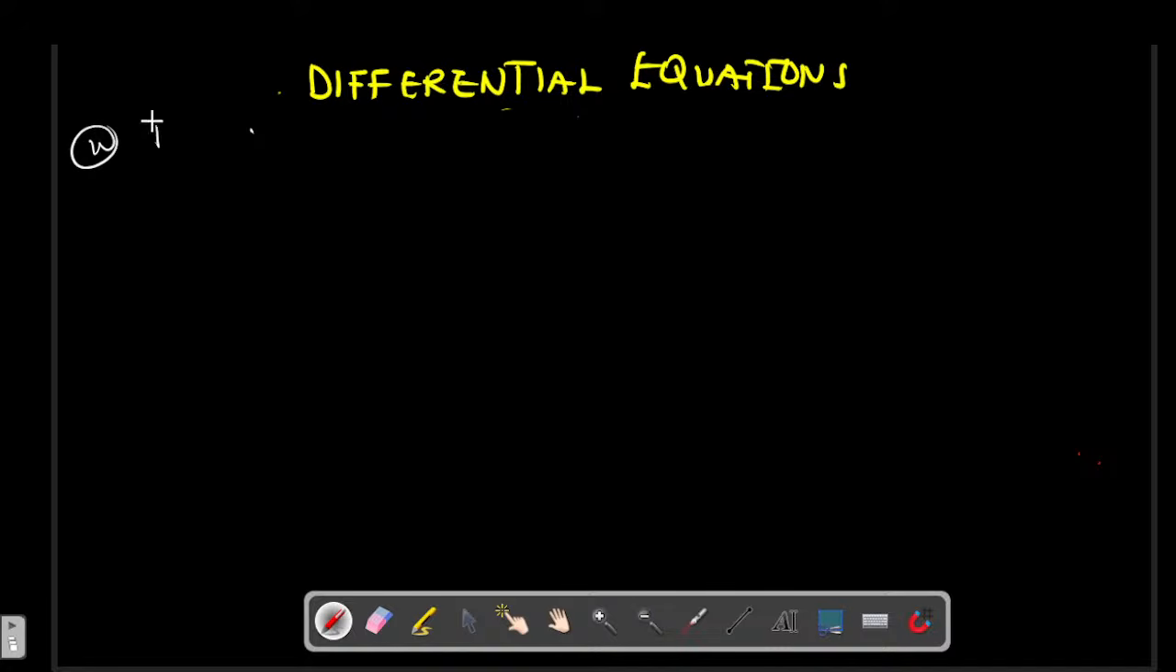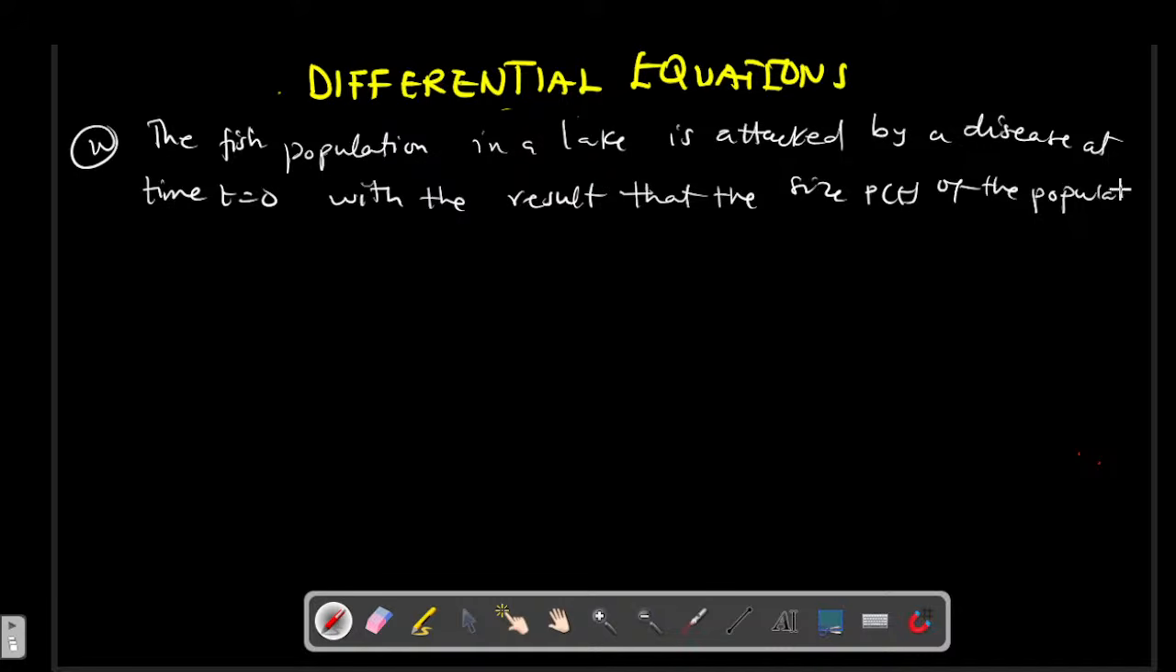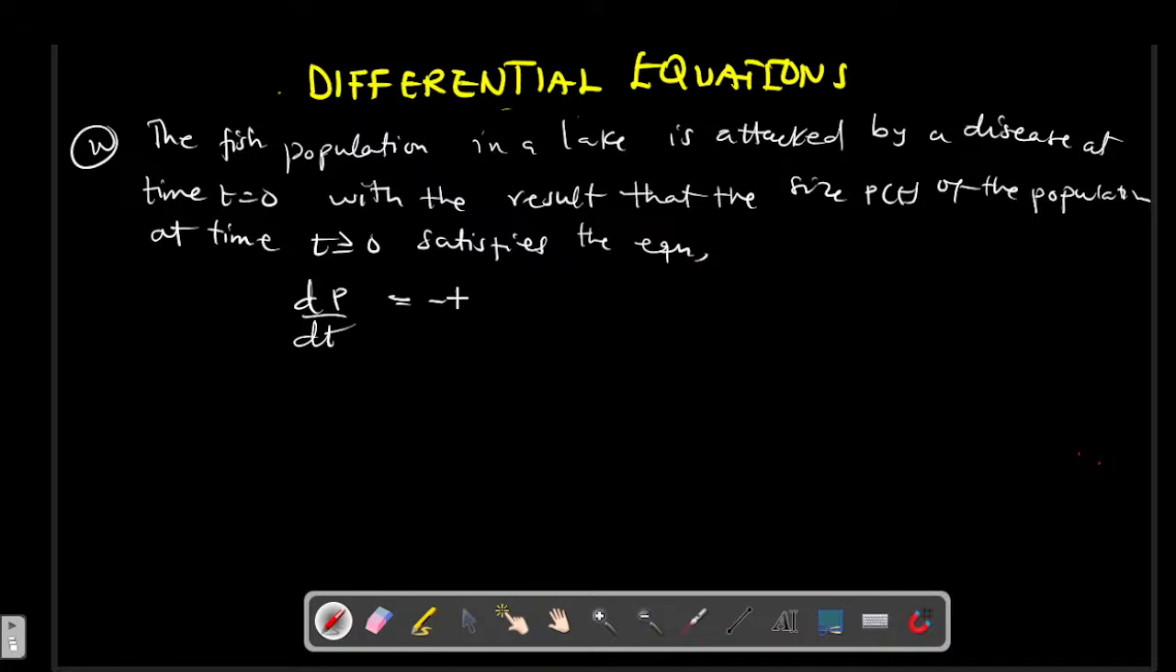Okay, so I have here: the fish population in a lake is attacked by a disease at time t equals 0, with the result that the size p of t of the population at time t greater than or equal to 0 satisfies the equation dp over dt is equal to negative k square root of p, where k is a positive constant.